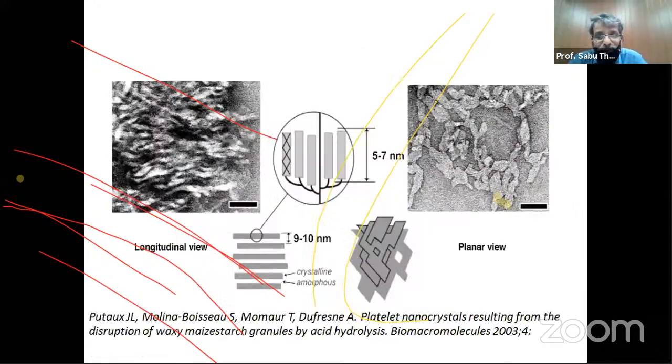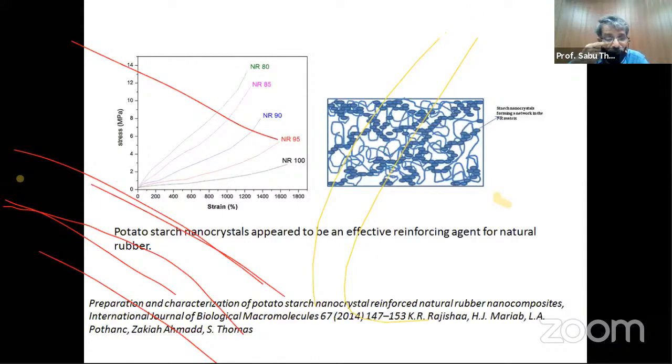And finally, I wanted to show you one slide. A PhD student of mine, her name is Rajisha. Look at this. This is neat natural rubber.